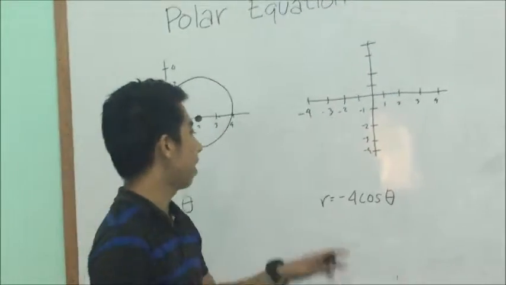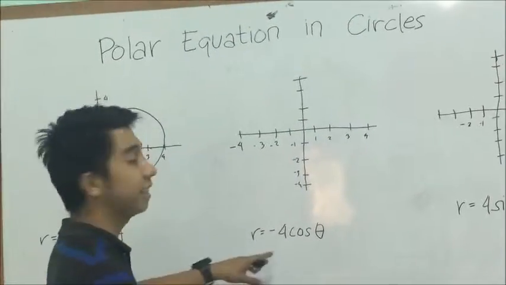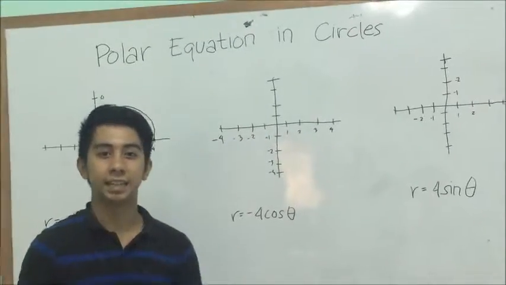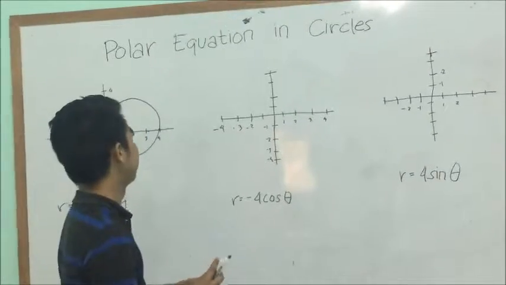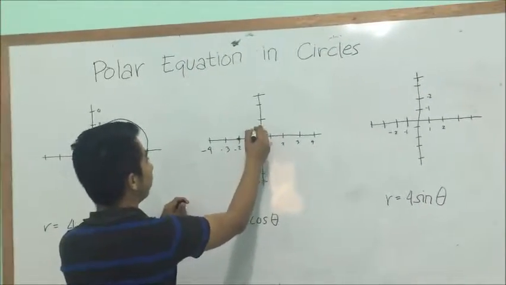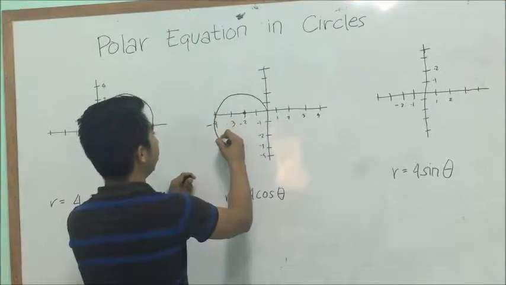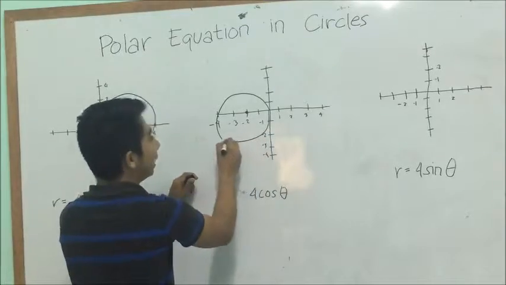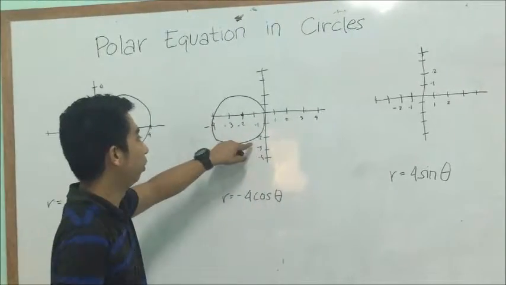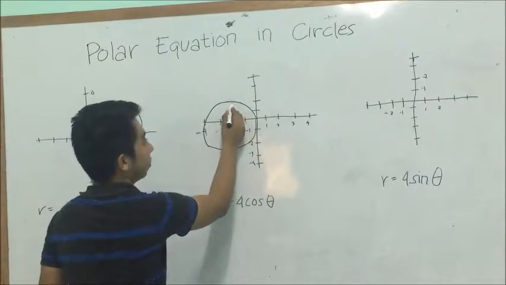And the second one is r equals negative 4 cosine theta. Since it is negative, you can put it on the left side of the graph. So we can put here the negative 2 and we can draw our circle straight from 4 to 2. It should be aligned with 2 on the lower side and 2 on the upper side. So you can create this.